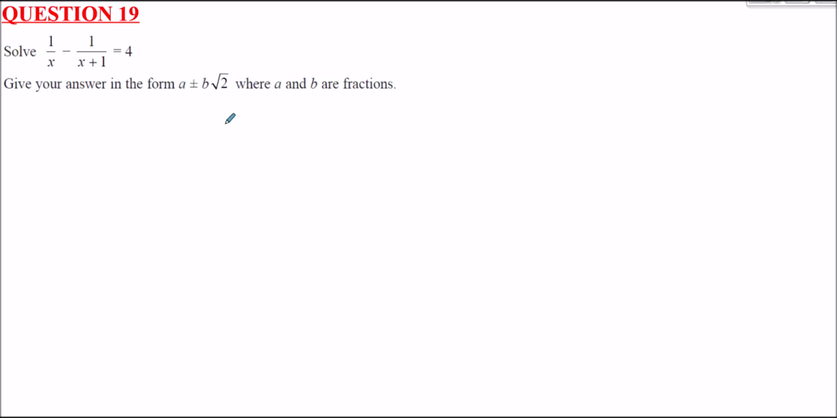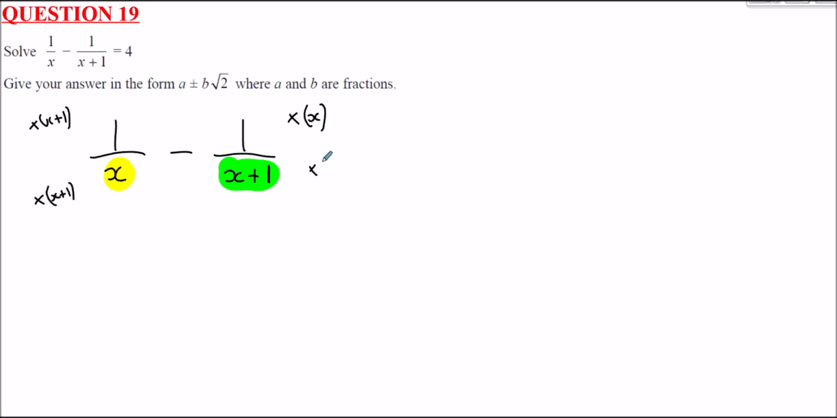Okay, so if you're doing one fraction subtract another, we need to have a common denominator. So I'm just going to write the fraction out here to make it nice and clearer. What I could do is multiply each denominator by the other one. So to ensure I get the same denominators on each, I'm going to multiply both top and bottom of this first fraction by x plus 1. And over here I'm going to multiply top and bottom of this fraction by x, because x is the denominator of that other fraction.